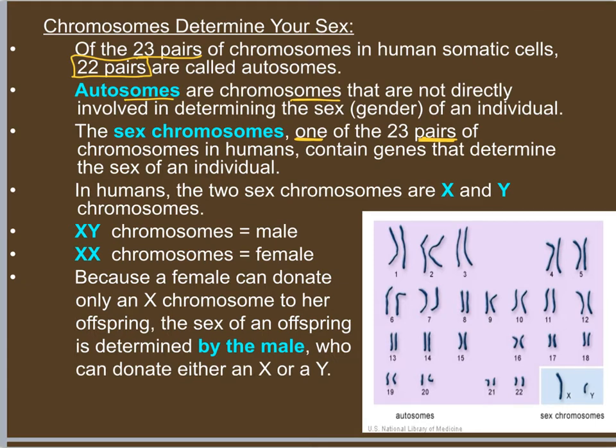Then you have your sex chromosomes. Sex chromosomes, there's only one pair of them, of your 23 pairs. They have your genes that determine the sex of the person and those sex-related characteristics. And a lot of those characteristics are present at birth, but then when you go through puberty, those genes get activated, and then you get more distinctive male and female characteristics. So anyway, your two sex chromosomes depend on if you're a boy or a girl. You've probably learned this before. Males are XY. Females are XX.